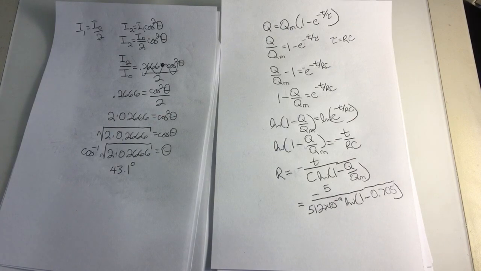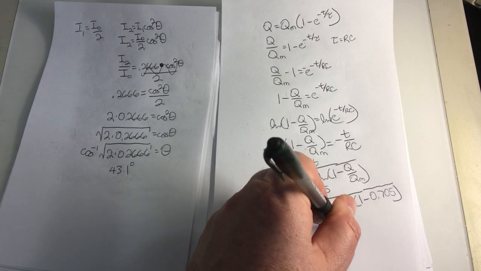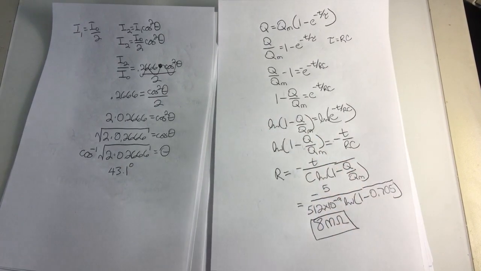And that gives me 8 mega ohms. 8 times 10 to the 6th. The answer is 7999496.7. So 8 mega ohms is what it was.